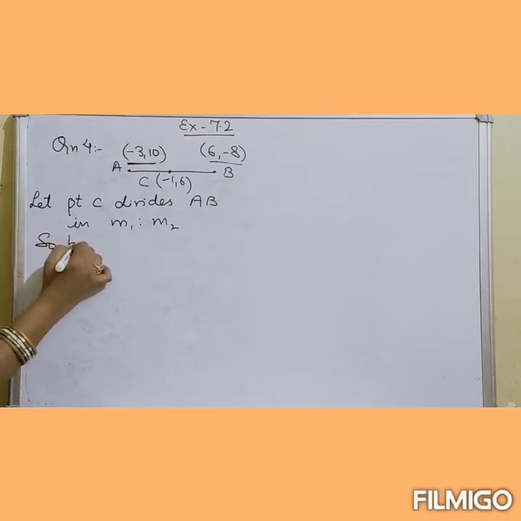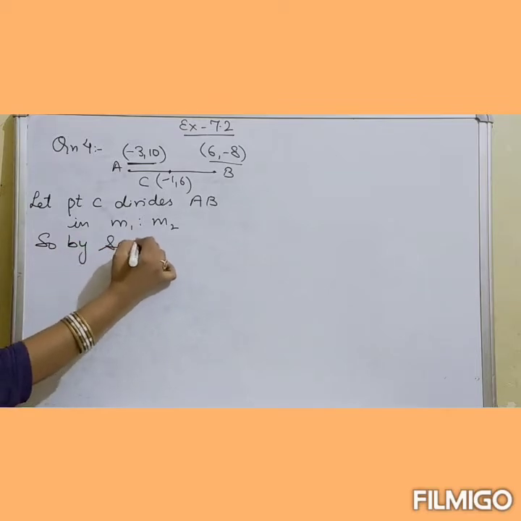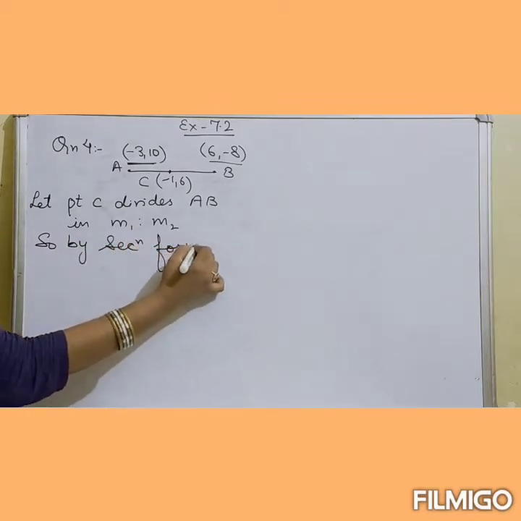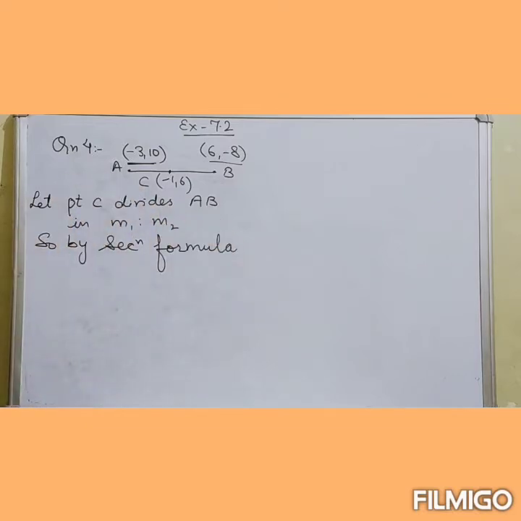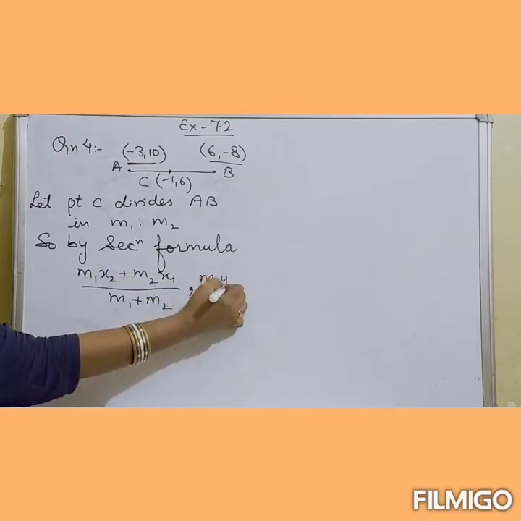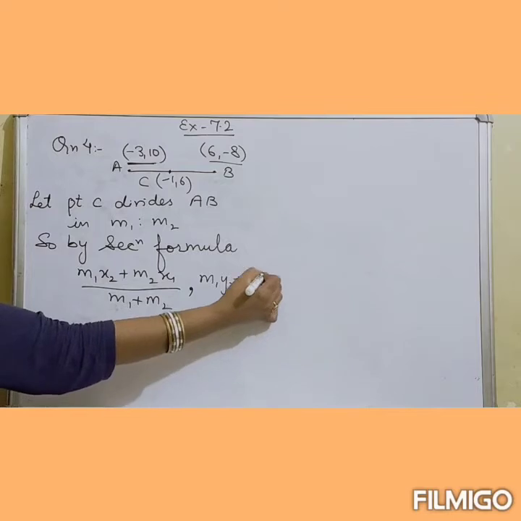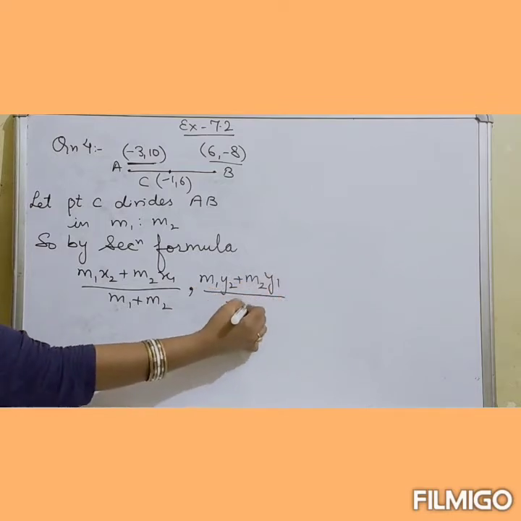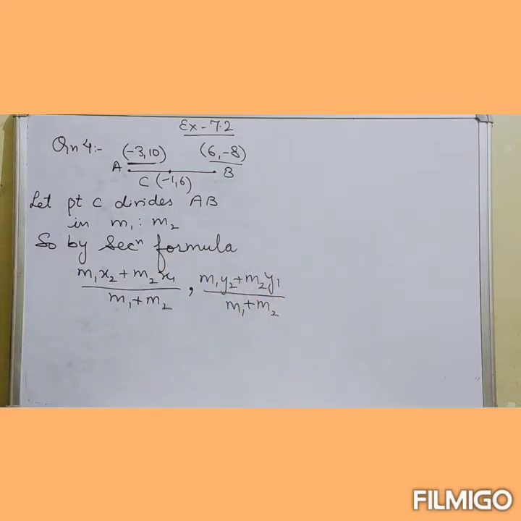So by section formula, till now you should have learned what the section formula is. Section formula is M1 x2 plus M2 x1 over M1 plus M2. It's very easy to learn: 1, 2, 2, 1. They always will come alternatively. So similarly for the y coordinate we have M1 y2 plus M2 y1 and divide by M1 plus M2.